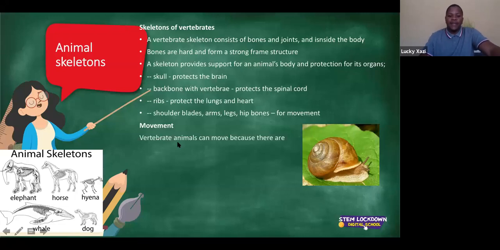Okay, then the movement. Invertebrates are animals which can move. These animals can be considered to be flexible. These are animals which are more flexible compared to animals with bones. Have you imagined yourself seeing a snail moving on a branch of a tree? It is so flexible. It can move or it can change directions instantly compared to animals with bones.